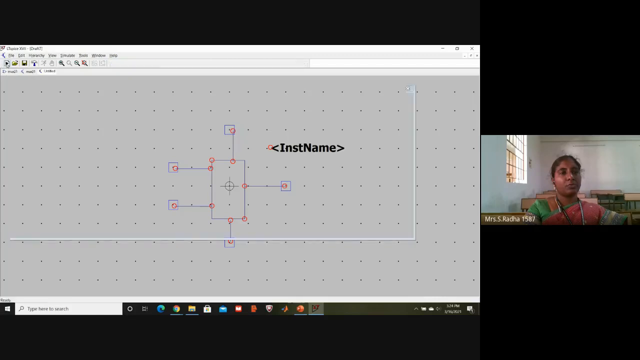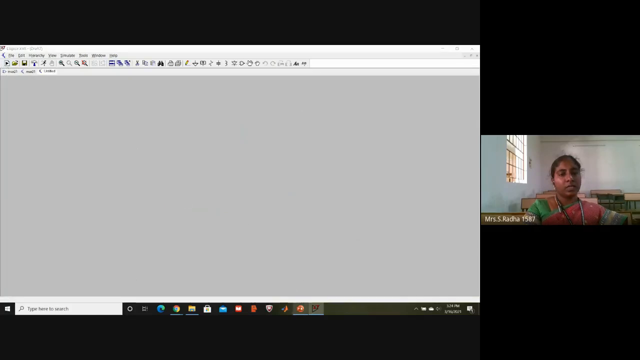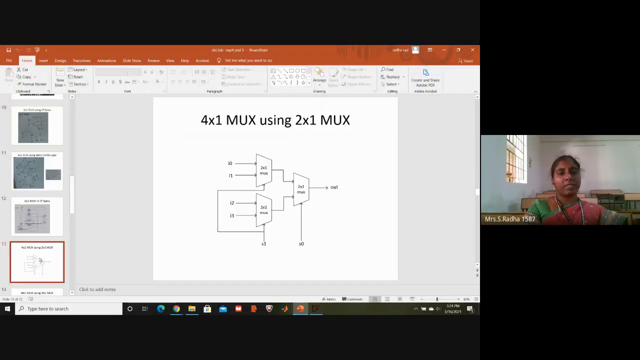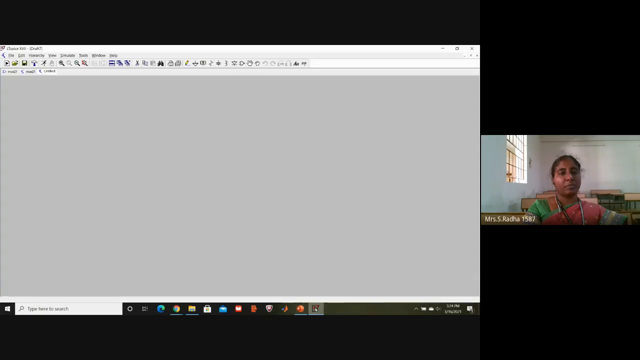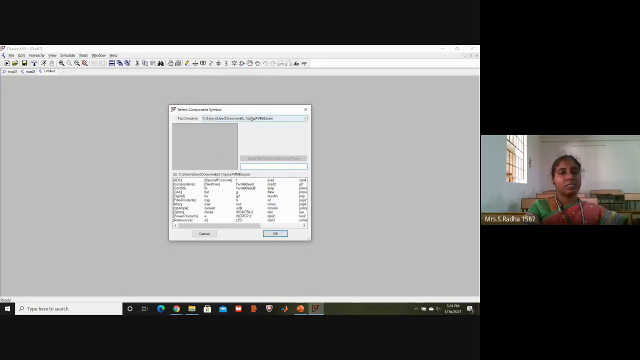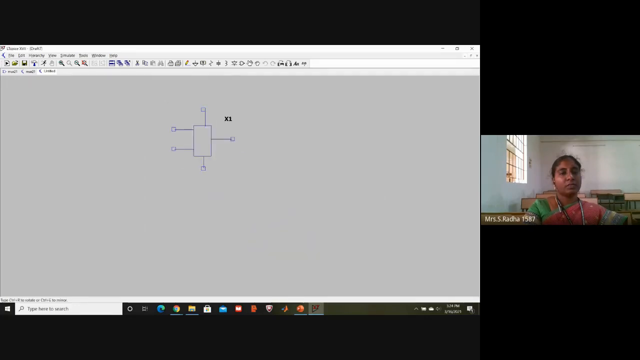I'm going to a new drawing now, and that drawing will be 4 by 1 multiplexer. This is my 4 by 1 multiplexer I have to draw now. 3 2 by 1 mux are required. Go to components, change this drop down, and now mux21, this is our symbol just now created. Okay, mux21 is our symbol. So we need 3 2 by 1 multiplexers.